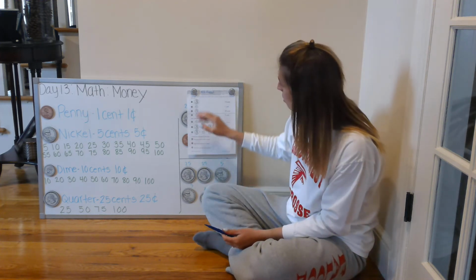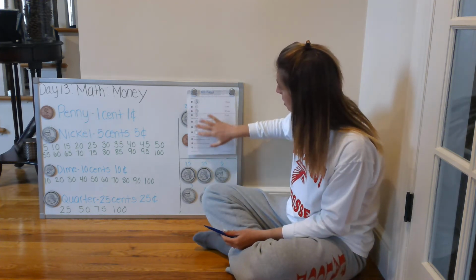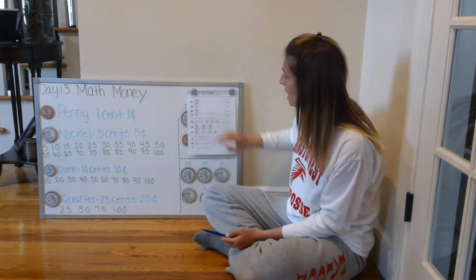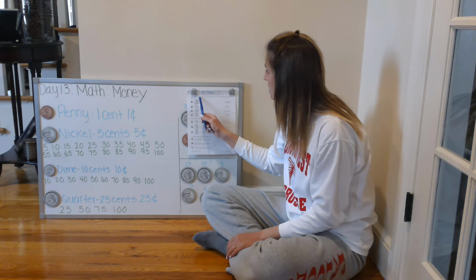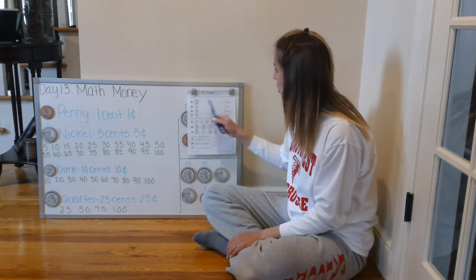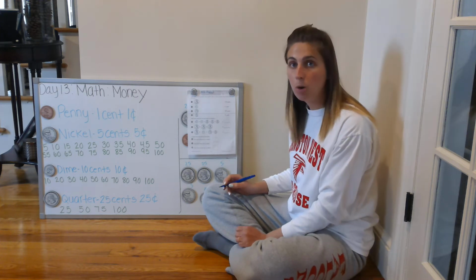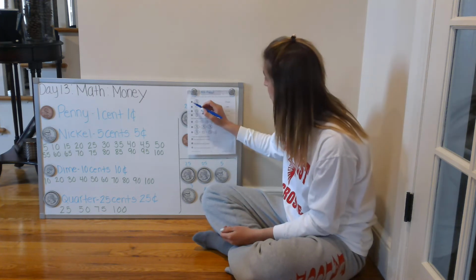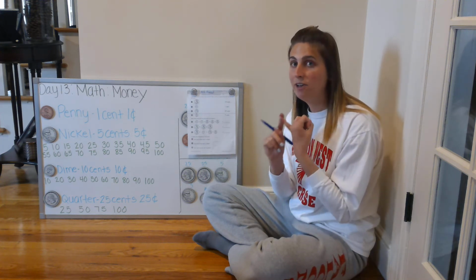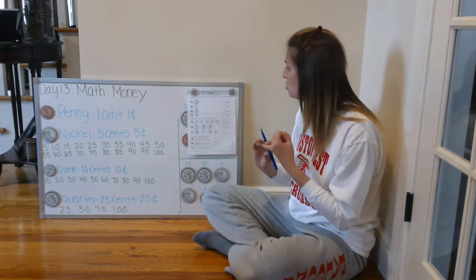Alrighty, so this is our first section, second section, and third section. Our first section says, how many cents is each coin worth? Draw a line to match the coin to the amount. So what we're going to do in this section is for number 1, we're going to complete together. We're first going to identify the coin and then match it to its worth.